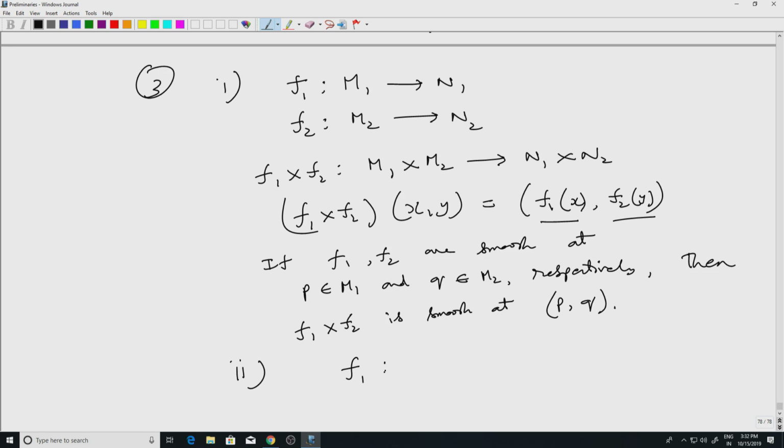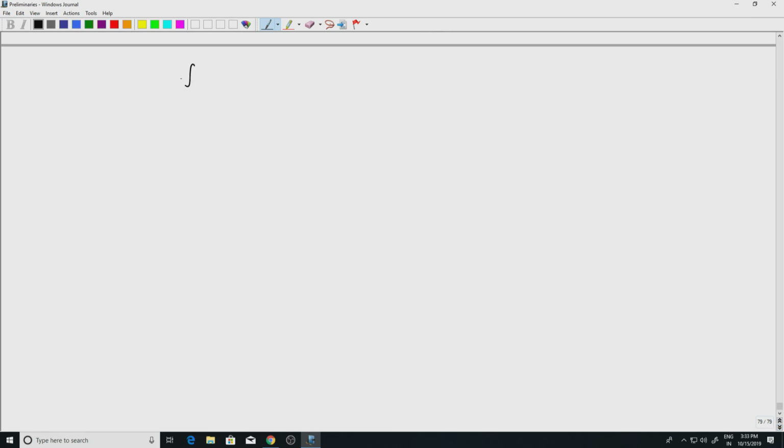Another thing where I have F1 from M to N1, F2 from M to N2, let's say both are smooth at a point P in M. So unlike the previous case, I'm just taking the same manifold as the domain, not two different ones. Then I look at this map f, where f of x equals (f1(x), f2(x)), x in M.